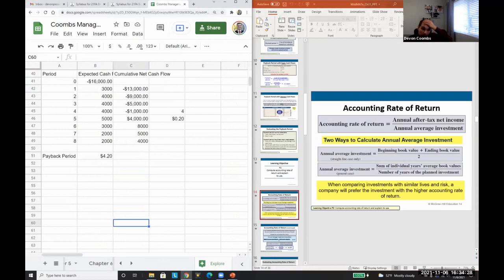So this is how we determine our rate of return without using net present value concepts. You're going to have to memorize all these formulas, by the way. Accounting rate of return is your annual after-tax net income divided by your annual average investment.